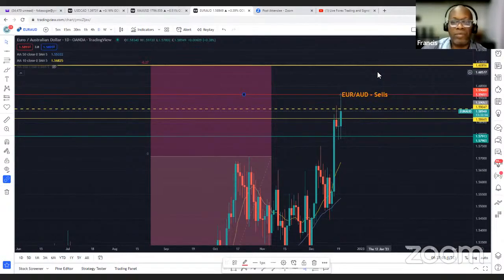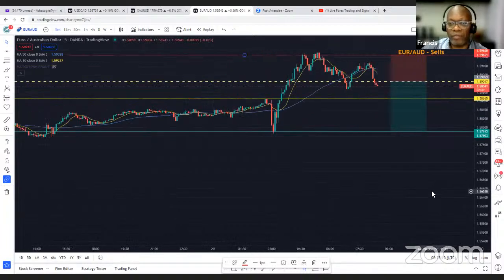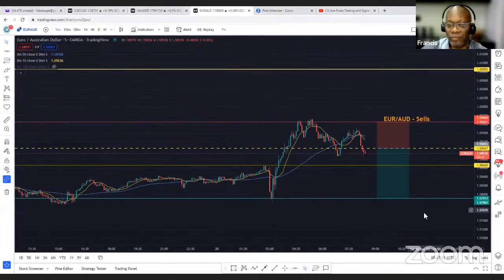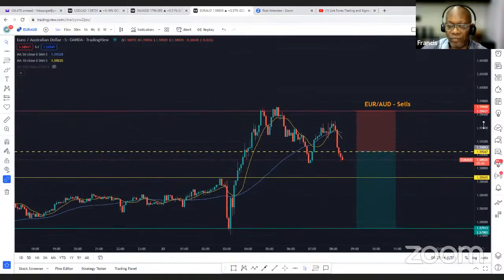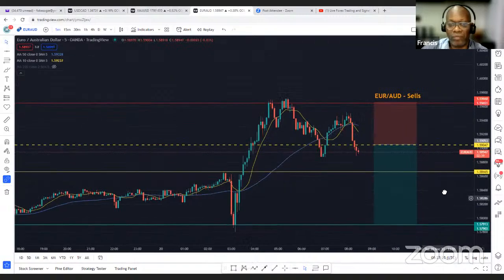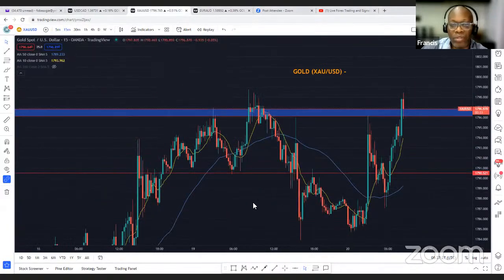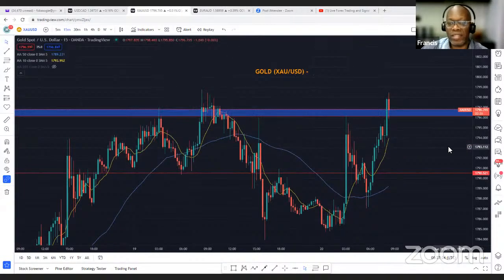Right here. Okay. So we're looking at Euro Aussie dollar. We're also looking at gold. Gold is definitely struggling at that area of resistance.